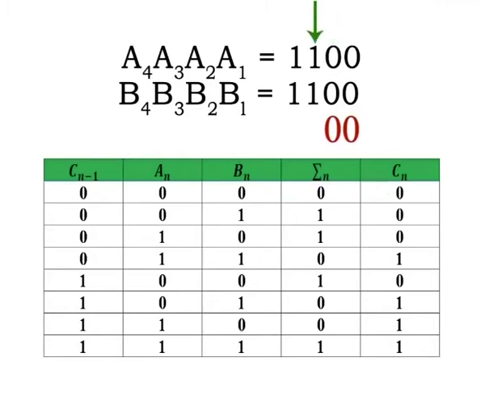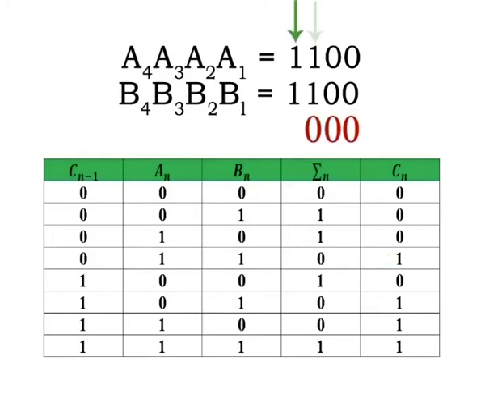For n equal to 3, A3 equal to 1, B3 is equal to 1 and Cn minus 1 is again 0 from the fourth row of the table, and sigma 1 is again 0 and C3 is equal to 1.